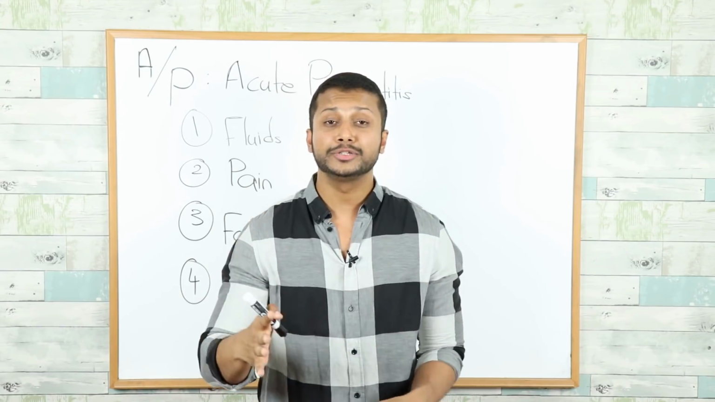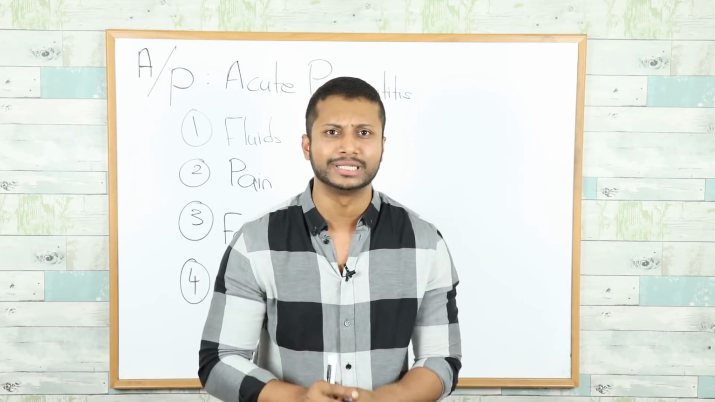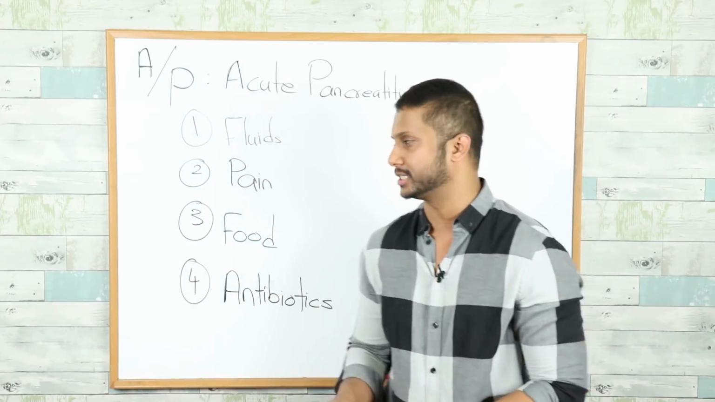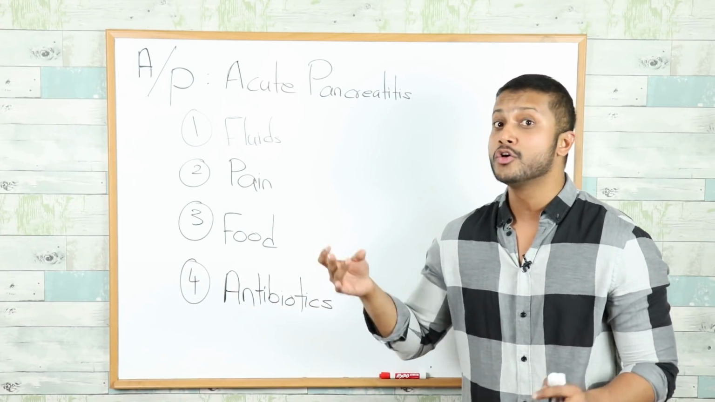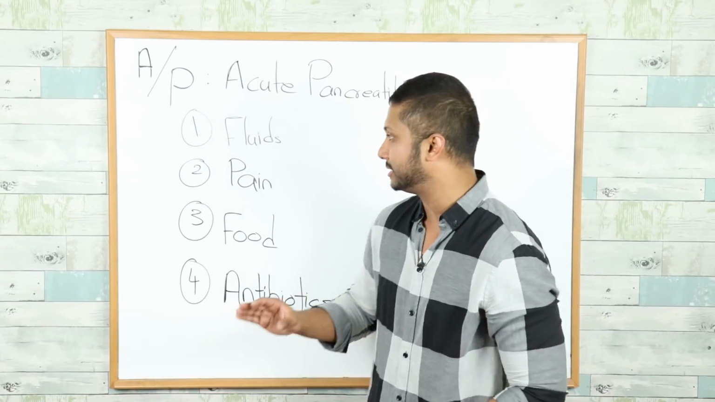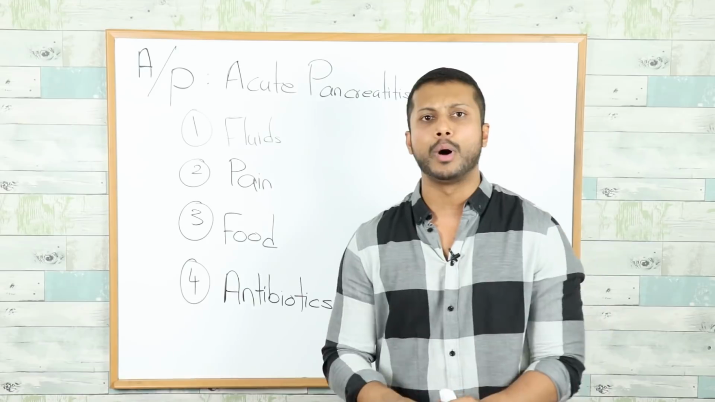Alright guys, so management of acute pancreatitis essentially has just about 4 components. It's so straightforward. So look at this now. The 4 components you must remember are fluids, pain, food, and antibiotics. That's it. Fluid, pain, food, and antibiotics. So question number 1, fluid.